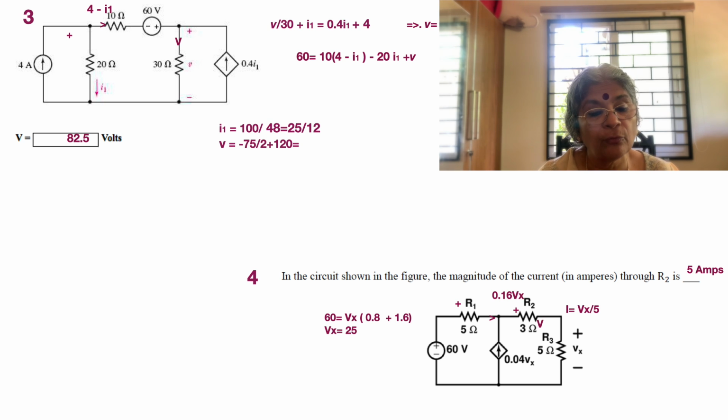Now going on to the voltage balancing, 60 is equal to the full peripheral circuit, where we have 0.16 Vx into 5, which is 0.8 Vx, and then Vx by 5 into 8, which is 1.6 Vx. Vx is taken out, so 1.6 plus 0.8, and then Vx is equal to 25 divided by 2.4. So that gives you Vx is equal to 25. The current through the resistor R2 is Vx by 5, so 25 by 5 is equal to 5 ampere.